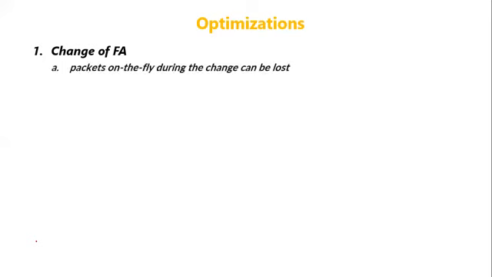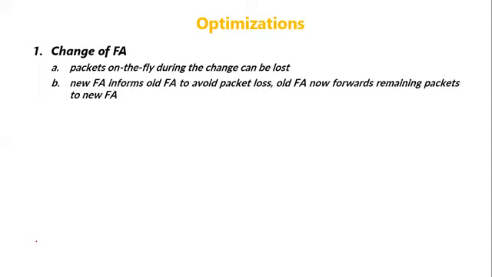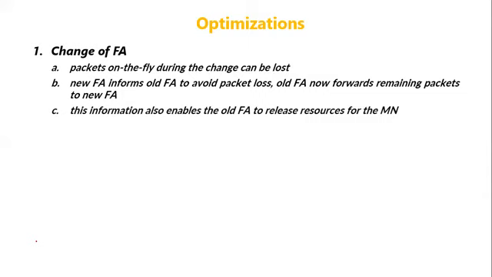Now let us discuss a timing diagram which shows how the mobile node is changing from one FA to another FA, and how this information is coordinated between the HA and the old FA. So whenever there is a change of FA, packets on the fly during the change can be lost.